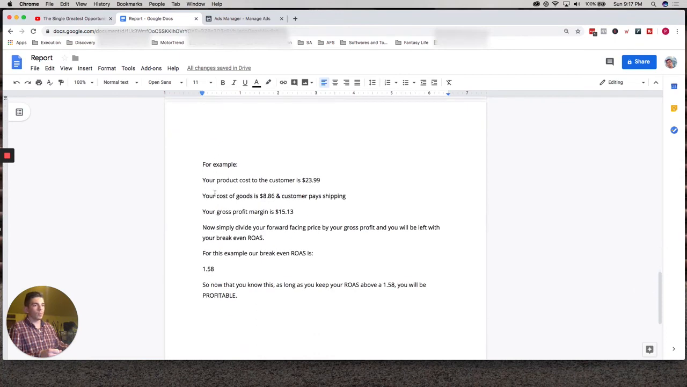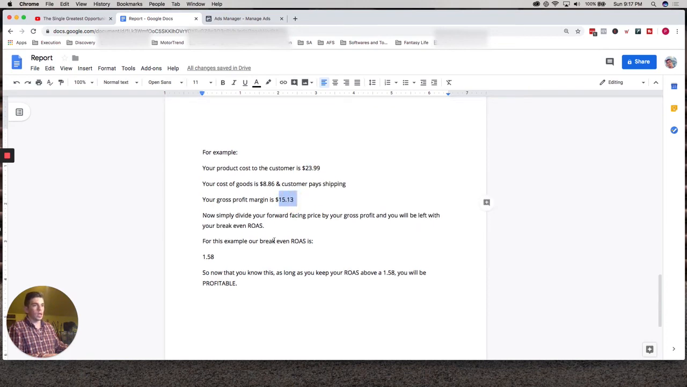So, for example, your product costs the customer $23.99. So your customer just purchased this item for $23.99. Your cost of goods is $8.86. Your customer's paying for the shipping, so we're not going to figure that in. Your gross profit margin, which is the amount left over, is $15.13. So $23.99 minus 8.86 is $15.13. Now, simply divide the forward-facing price by your gross profit margin. So divide $23.99 by 15.13, and that is going to give you your break-even ROAS. For this example, the break-even ROAS is a 1.58.